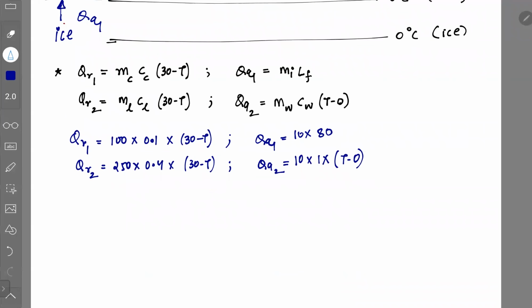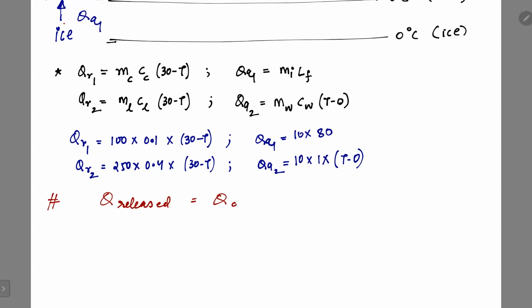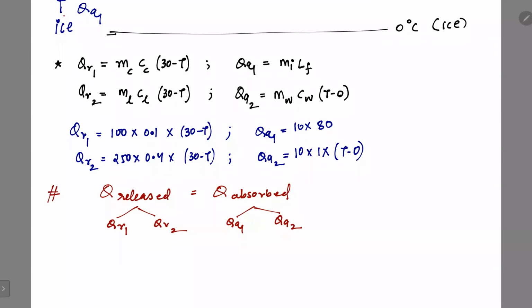Now, the principle of calorimeter says very simply that Q released is equal to Q absorbed. Agree? Q released will be in two steps, QR1 and QR2, and Q absorbed will be in two steps, QA1 and QA2, right? Please write down the values. We get 100 into 0.1. I can take 30 minus T as common, and I will have 100 into 0.1 plus 250 into 0.4. And here I can take 10 common, and I will have 80 plus T.